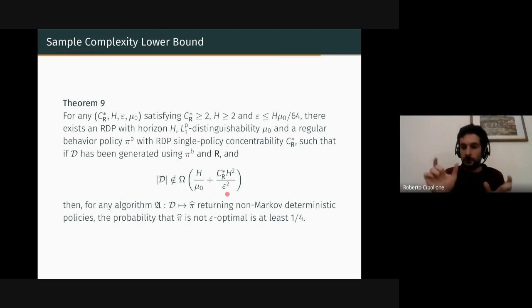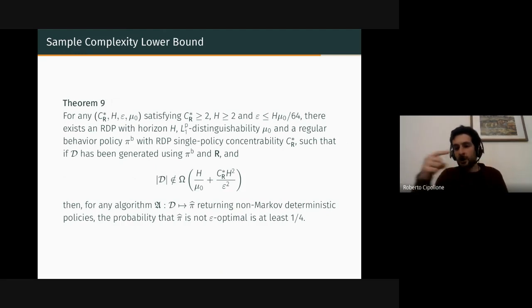This is made of two components. The right one is in common with MDPs and bandits as well. So let's talk about MDPs, but it's not new. So I'll only talk about the left one. The left one encodes the temporal complexity, so how hard it is to learn a complex transition function for the RDP.